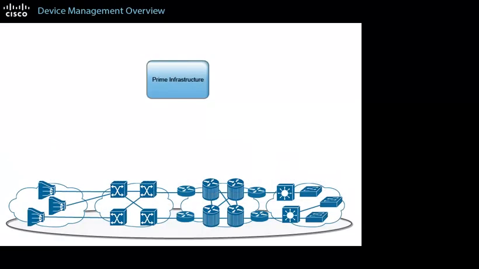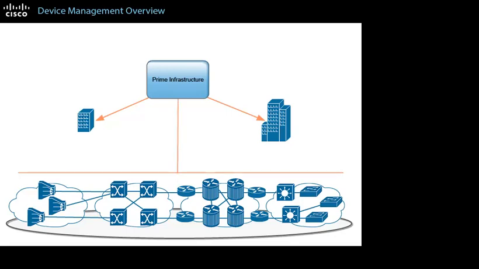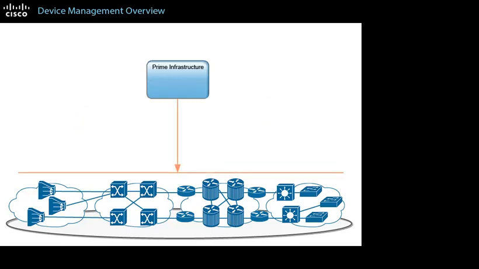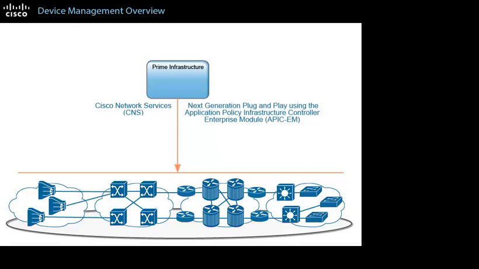Prime Infrastructure meets the demands of expansion, such as deploying a new branch or campus to the network, by automating device deployment and connection in the form of the plug-and-play process. By using templates that integrate best practice configurations, system users with minimal knowledge of device configuration processes can perform these large-scale deployments. Prime Infrastructure uses two technologies to deploy devices: Cisco Network Services, or CNS, and next-generation plug-and-play using the Application Policy Infrastructure Controller Enterprise Module, or APIC-EM.